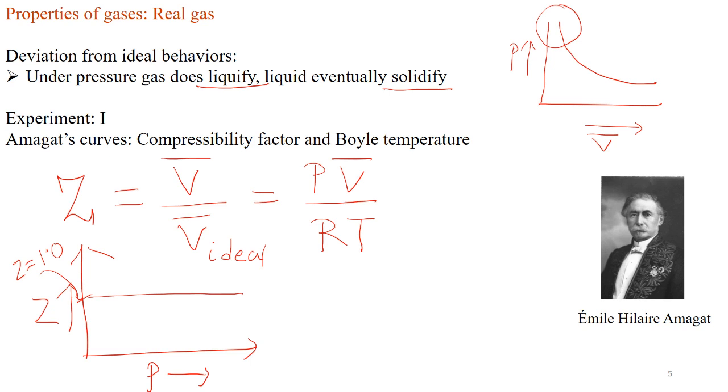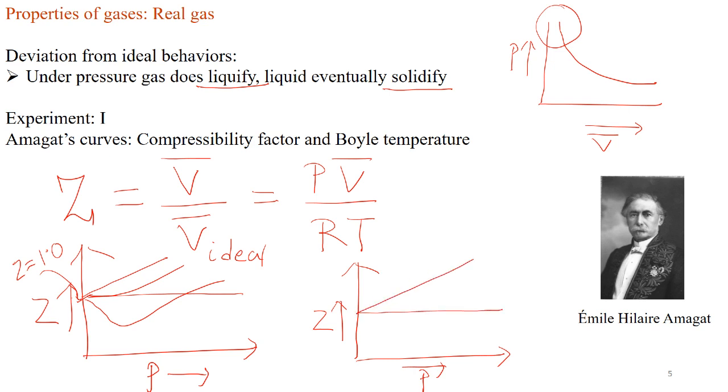For many gases, Amagat found that they behave very differently. For some gases, the slope of the curve is always positive. For some gases, there is a dip initially followed by a rise. If we plot the compressibility factor for the same gas at different temperatures, we get a very interesting behavior. Here I have drawn the compressibility factor at 3 different temperatures, T1, T2 and T3, where T3 is a higher temperature than T2 and T1.